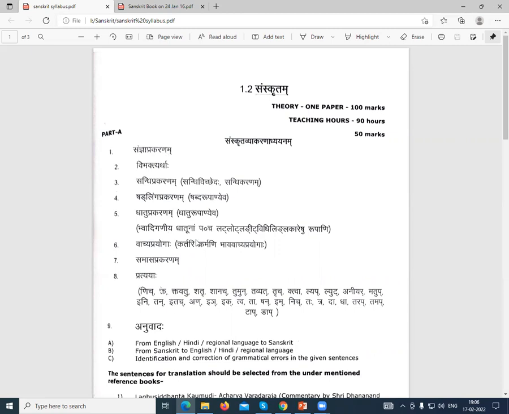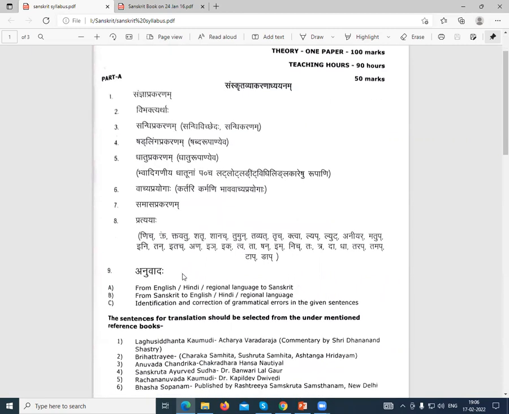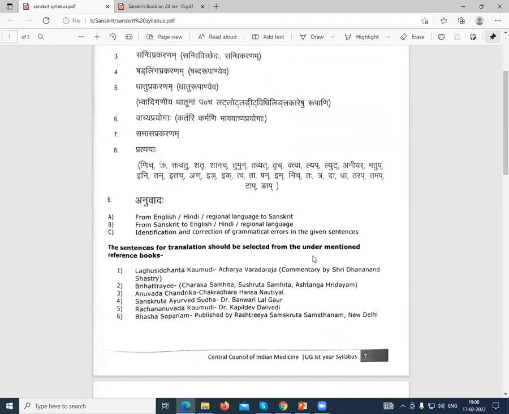And then the next topic in the Vyakaran is Anuvad, from English or Hindi or a regional language to Sanskrit. You have to translate those things. Then from Sanskrit to English or Hindi or regional languages all over India. Identification and correction of grammatical errors in the given sentences.